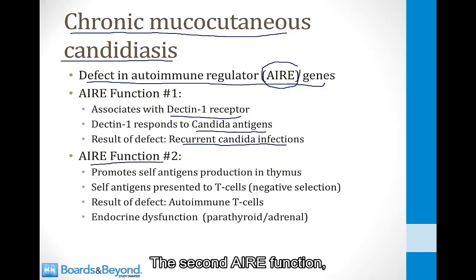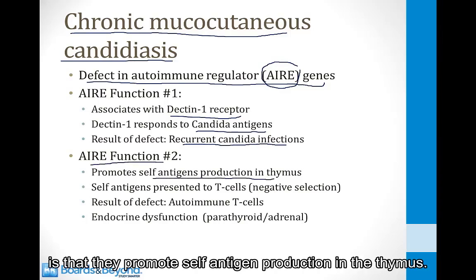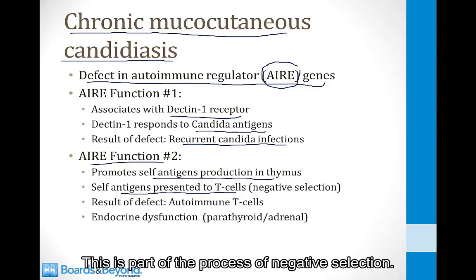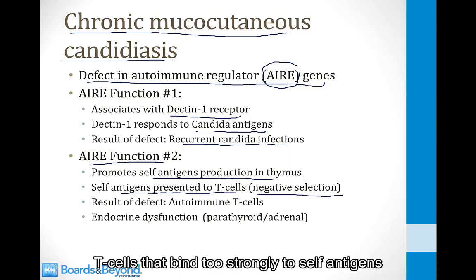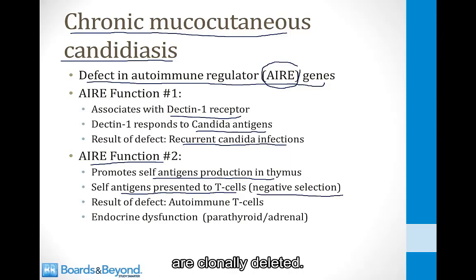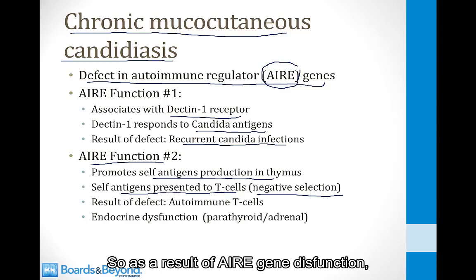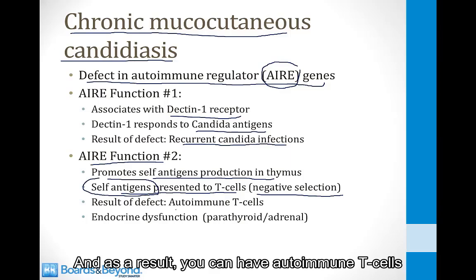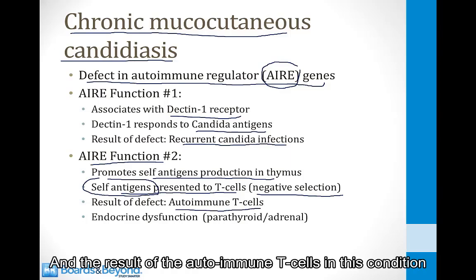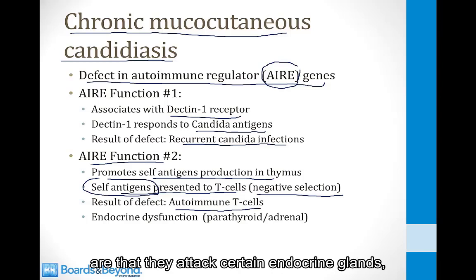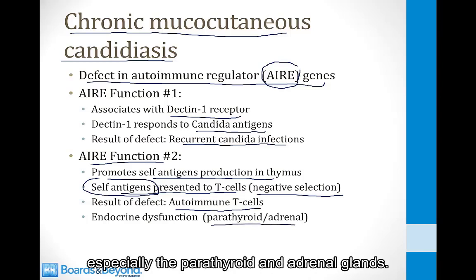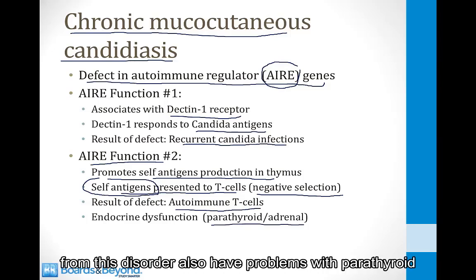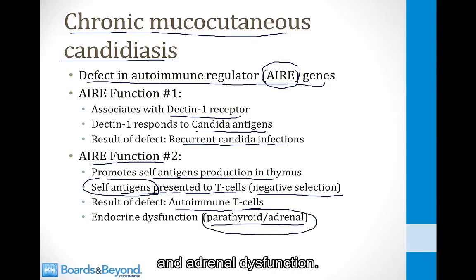The second AIRE function is that they promote self-antigen production in the thymus, and recall that in the thymus, self-antigens are presented to T cells. This is part of the process of negative selection. T cells that bind too strongly to self-antigens are clonally deleted. So as a result of AIRE gene dysfunction, you do not have proper self-antigen presentation to T cells, and as a result, you can have autoimmune T cells that develop. And the result of the autoimmune T cells in this condition are that they attack certain endocrine glands, especially the parathyroid and adrenal glands. And as we shall see, people who get these recurrent candidal infections from this disorder also have problems with parathyroid and adrenal dysfunction.